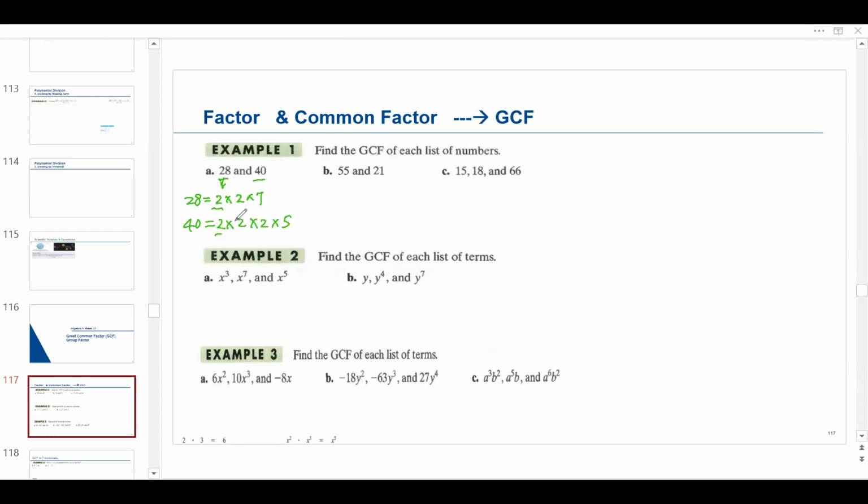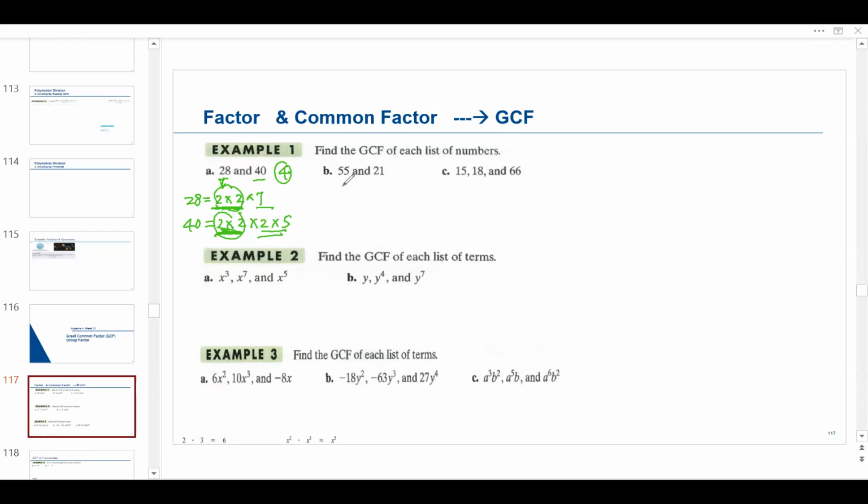2 is their common part. So what's the greatest common factor? It's this part, right? 4. 4 is their greatest common factor. This is the common part. This is not their common part. So the greatest common factor for these two numbers is 4, right? You guys can get that. Do you guys got this?